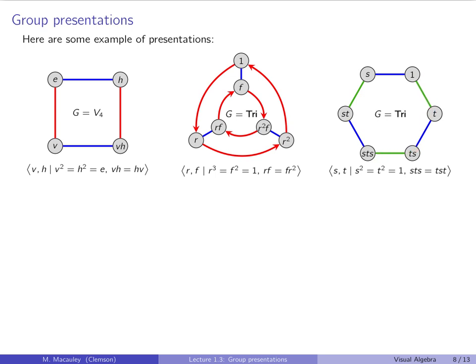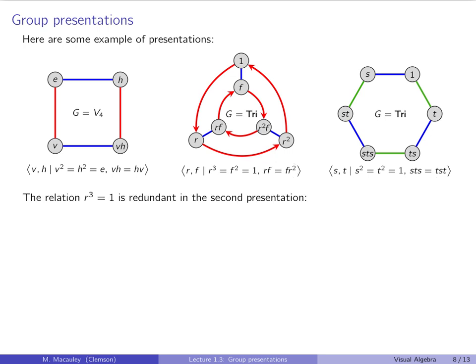Now for all of these, there are other ways that we could have written this presentation. For example, this relation right here, I could have written as ST squared equals, well, let's see. So blue, green equals green, blue. So ST squared equals TS. And for this group, I could have written this one as RF equals F R inverse. So if you do red, blue, that's the same as blue backwards red.